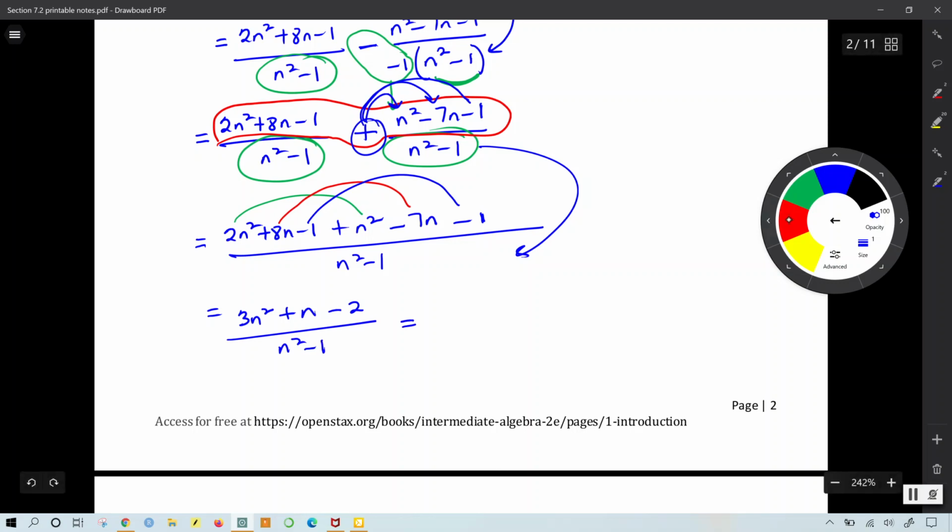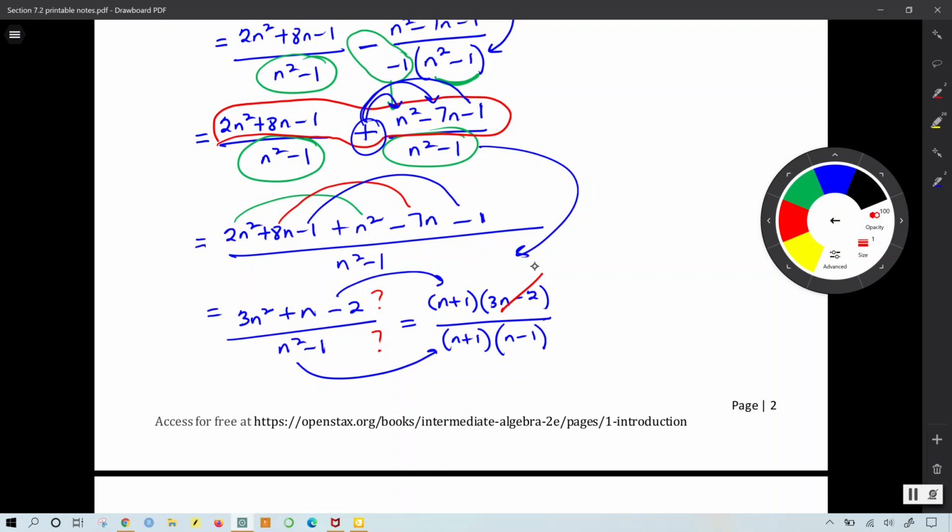Now, we look at the top and the bottom. Would each of them factor? Yes, the top will factor further into n plus 1 and then 3n minus 2 divided by, in this case, n plus 1 and then n minus 1. So we seek out the common factors, which is n plus 1 and n plus 1, that takes out each other. And so we're left with final answer 3n minus 2 all over n minus 1.